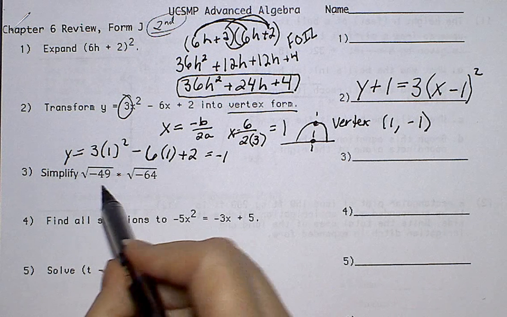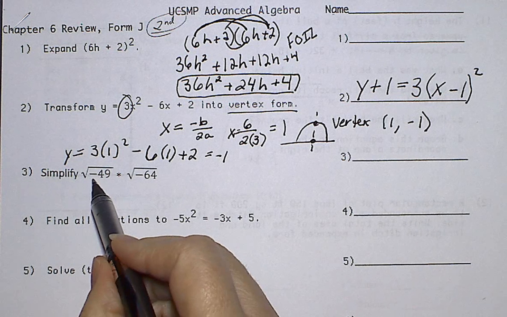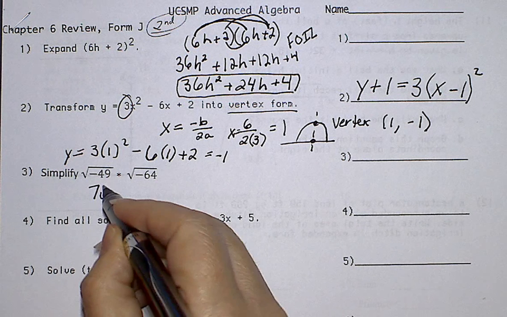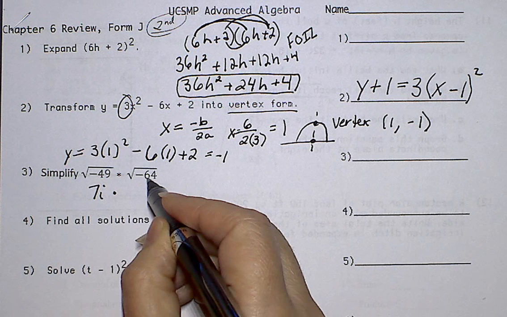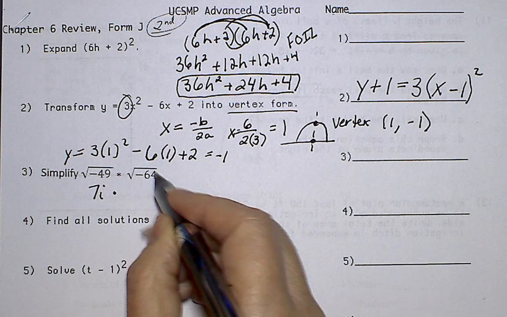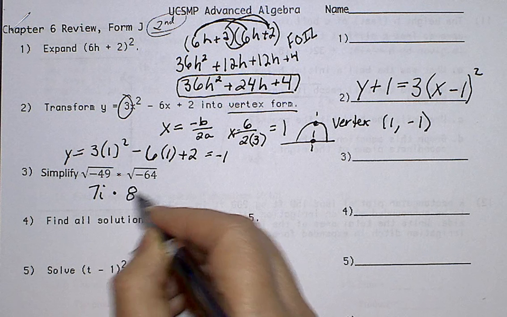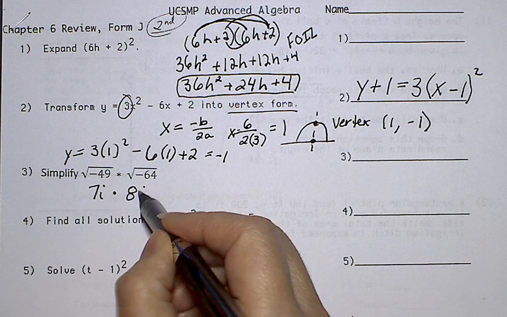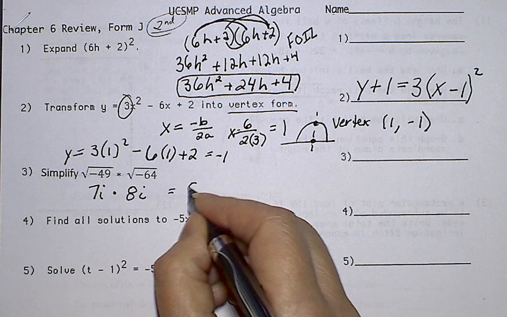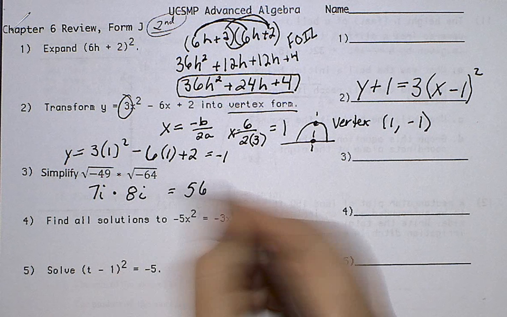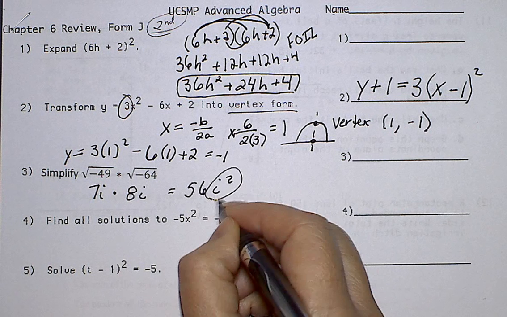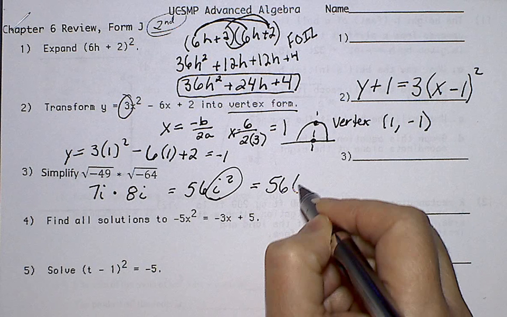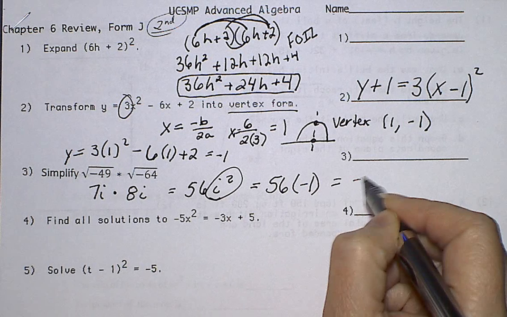So now the square root of a negative is i, so the square root of 49 is 7, so we have 7i, and we're going to multiply that by 8, because 8 is the square root of 64. So 8 times 7 is 56, and then i times i is i squared. We know i squared is a negative 1, so we have 56 times a negative 1, which equals a negative 56.